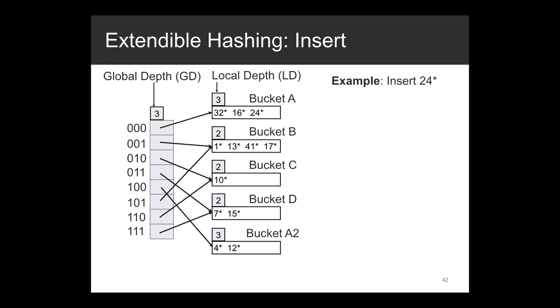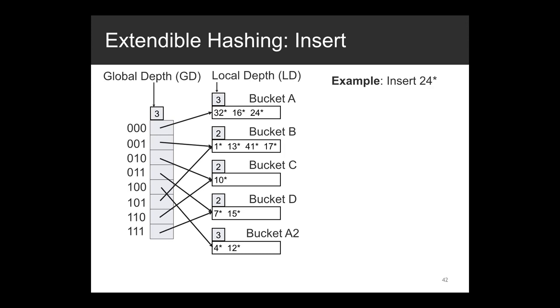So you only need to look at mod 4. Bucket B was what? It was 1 mod 4. 13 is 1 mod 4. 41 is 1 mod 4. 17 is 1 mod 4. But the global depth is now 3, which means you have 2 pointers that could actually point to that bucket page. 0, 0, 1 is 1 mod 4. 1, 0, 1 is also 1 mod 4.